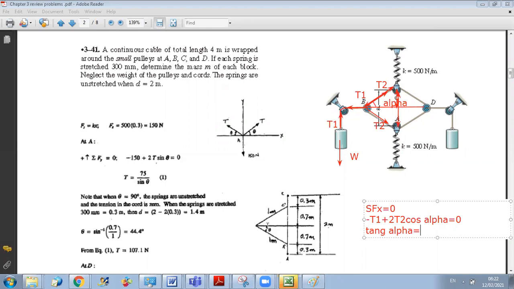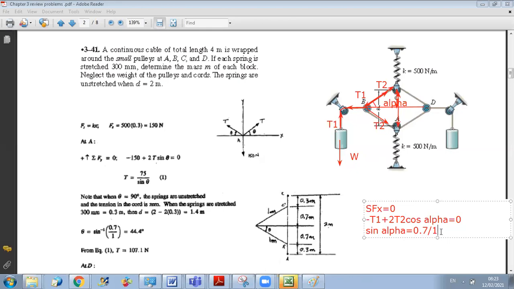Which is here in the problem, they called this angle theta, if you want. Okay, they called it theta. So it's equal to 0.7 over 1. Sorry, not tangent, it's sine alpha, okay? Because it's the opposite side over the hypotenuse. So sine of alpha equals 0.7 over 1. And I can find the value of alpha in this way, okay?